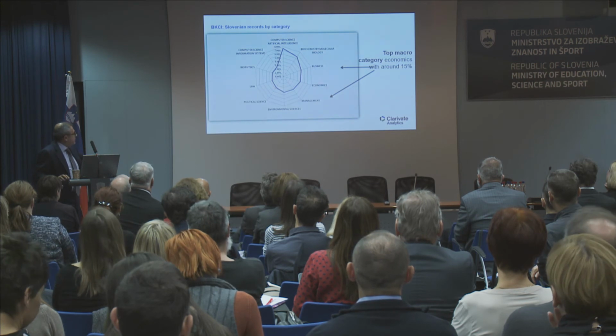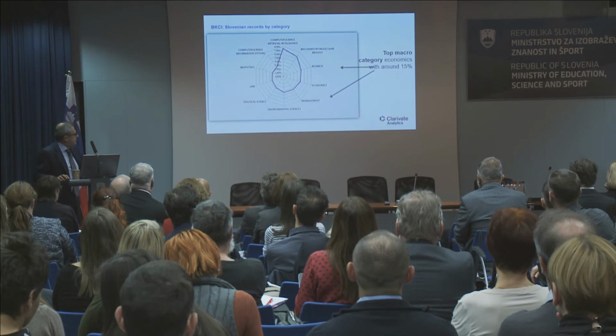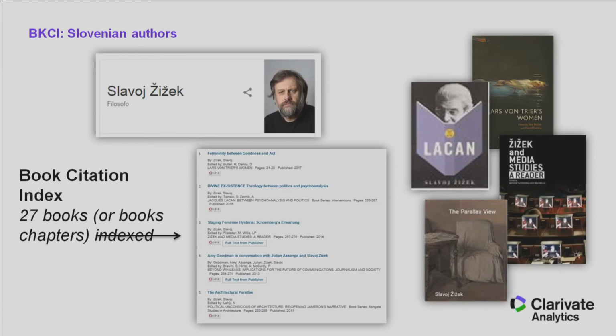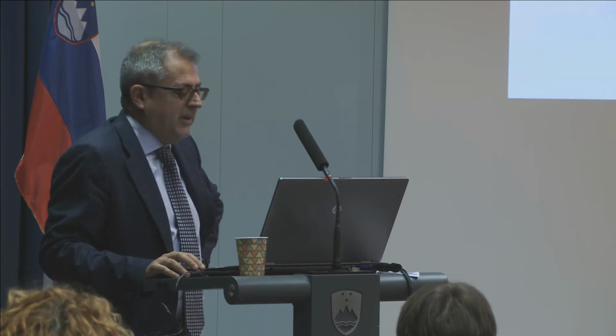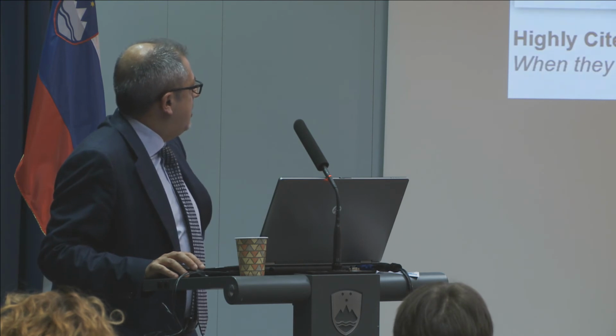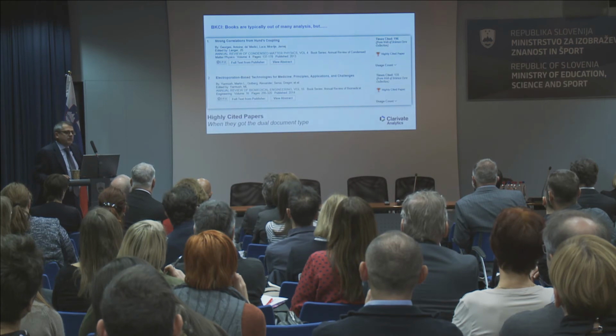With these representations, I would say that the macro category most represented is economy in the different declinations, business, economics, management, and so on. There are many books of some author. I honestly was completely unaware of this author. I know that it's also a bit controversial, so I was thinking, must I put it here or not? But I put it just for you to know that obviously we collect a lot of information with the Book Citation Index. Books could be also highly cited.